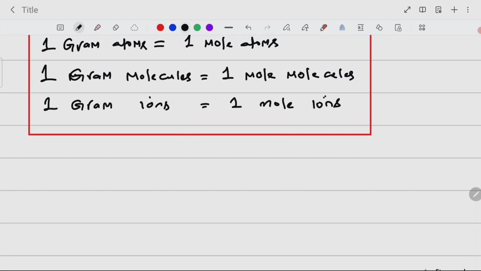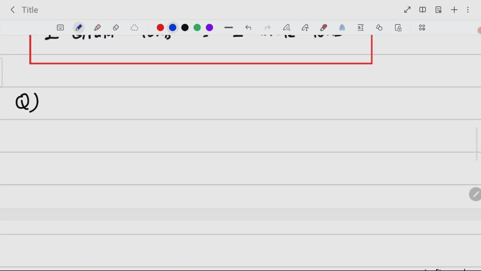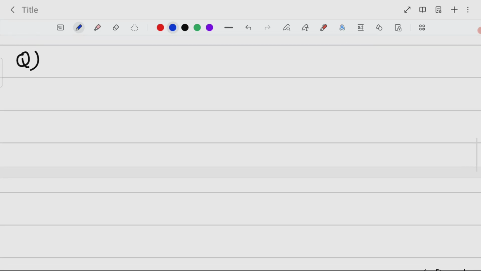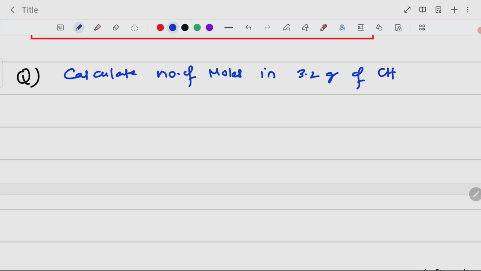Question number 1. Everyone, once you see gram atoms, gram molecules, and how we considered them, let us dive into the important basic numericals. Okay, move further. First question: calculate the number of moles in 3.2 grams of CH4.